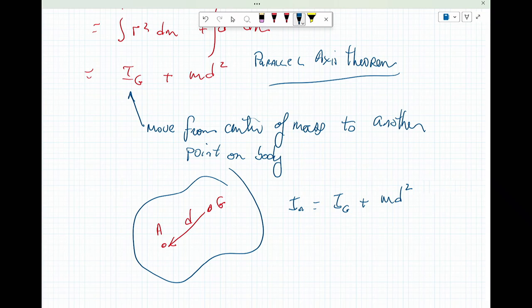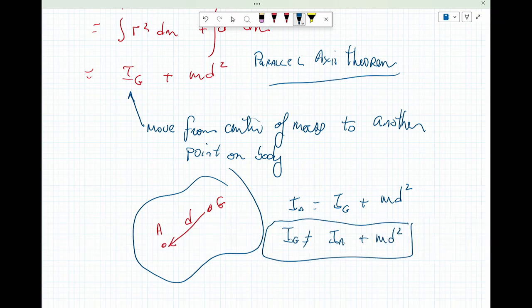And I can just shift arbitrarily to any point anywhere without having to look up tables and without having to redo the integration. However, I G does not equal I A plus m d squared. You can't do the reverse. You can say that I G is equal to I A minus m d squared, if you want to do that, but there's not much call for it. So this is something that you will see in the crib sheet. This is something that will be important as you continue for the remaining lectures.